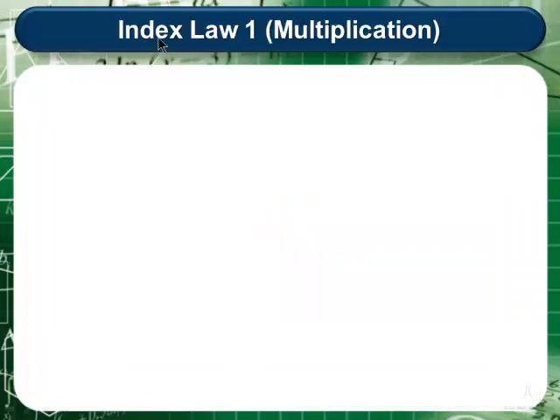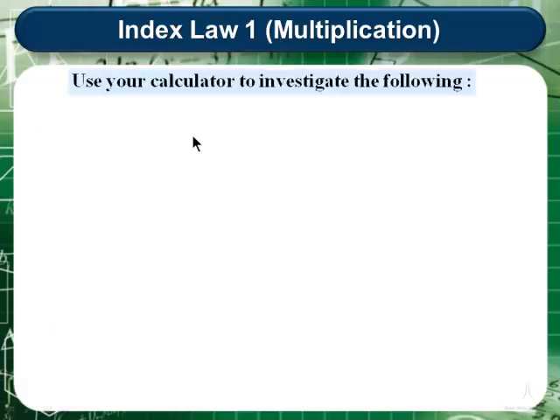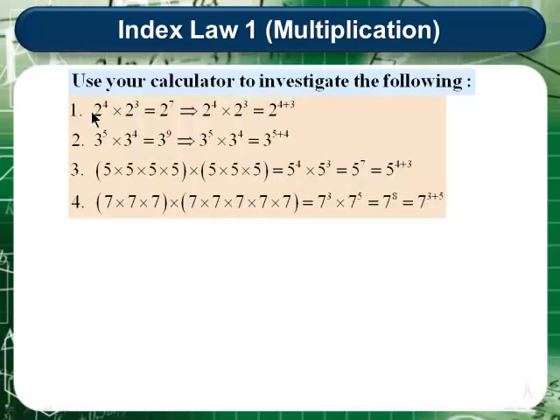We investigate our first index law, which is really the index law for multiplication. You can also use your calculator to confirm some of these results. Consider the four examples. If you have 2 to the power 4 multiplied by 2 to the power 3, now remember that according to the notation, the first number, 2 to the power 4, means you multiply 2 four times by itself, and in turn this we multiply with a number equivalent to 2 multiplied by itself 3 times.